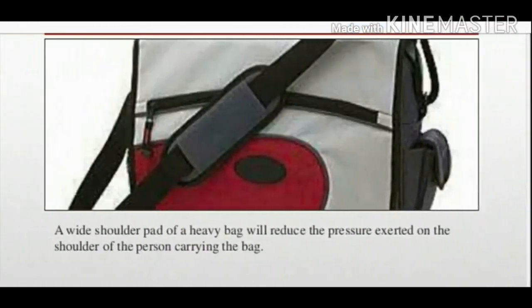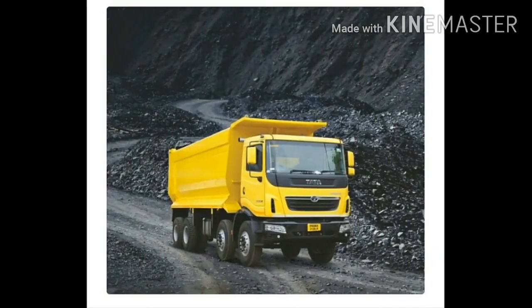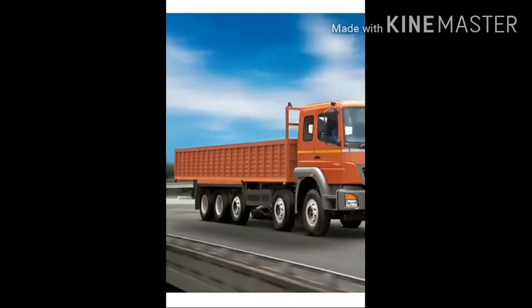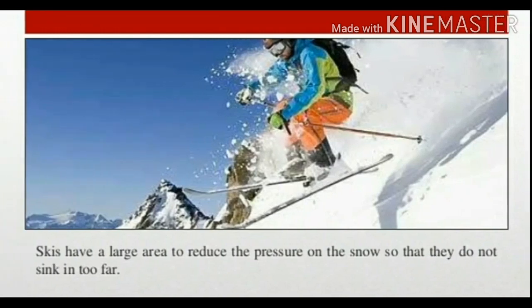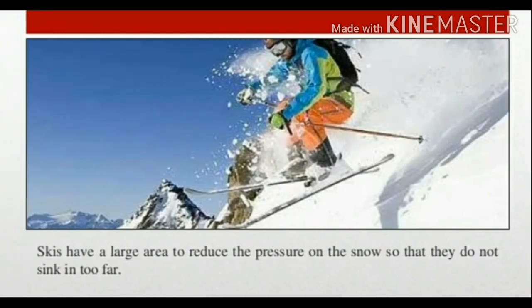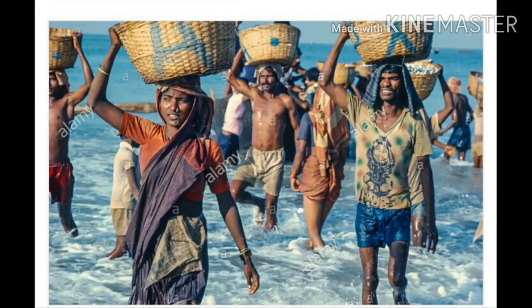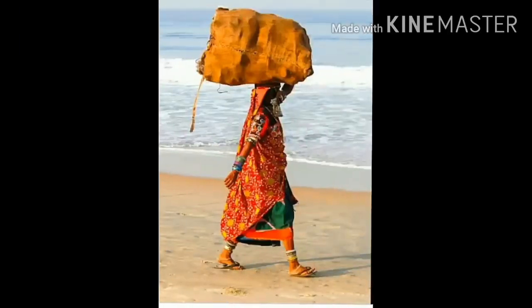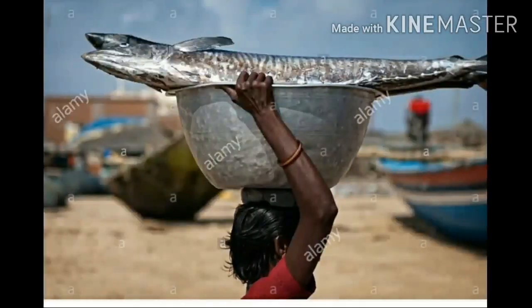School bags have wide straps. Weight of bag may fall over larger area of the shoulder, producing less pressure. A heavy truck has 6 to 14 tires, which reduces the pressure to avoid damages on the road. Skiers use long, flat skis to slide over snow so that the pressure can be reduced and they do not sink in too far. A porter puts a round piece of cloth on his head over which he places the luggage.